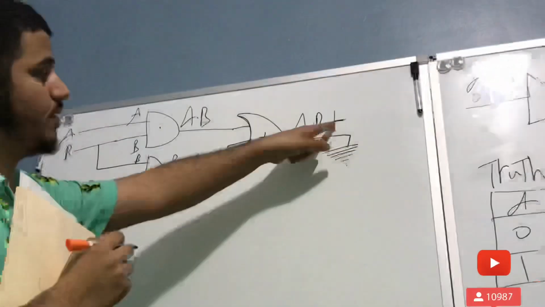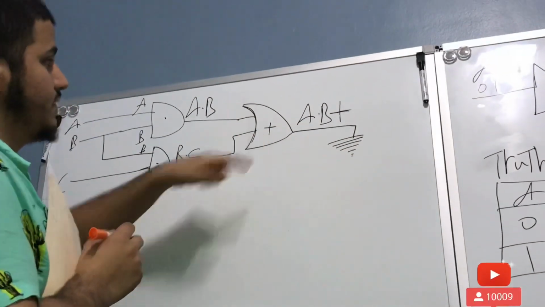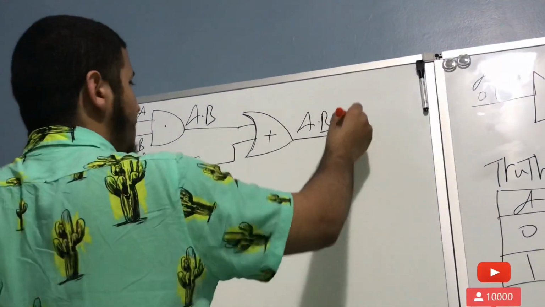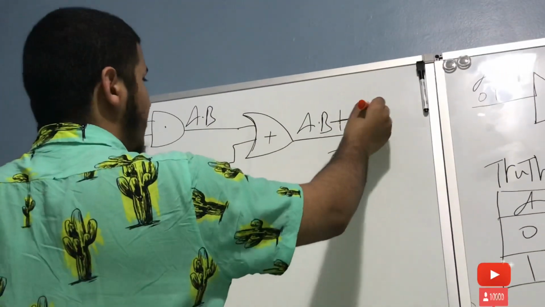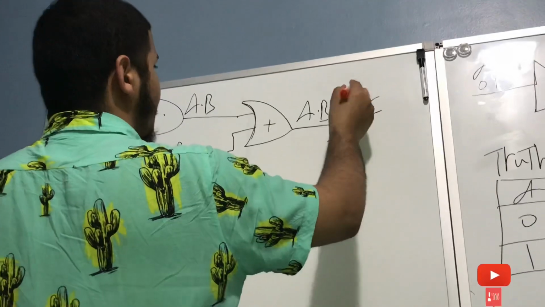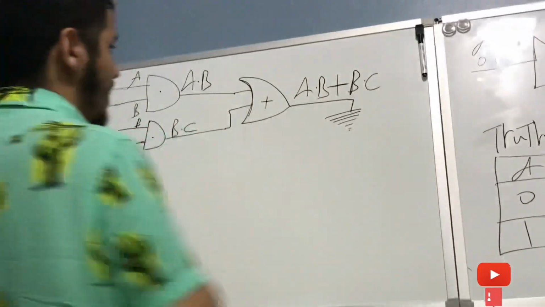Why am I going to put the plus? Because of this gate. B times C. That's the output for it.